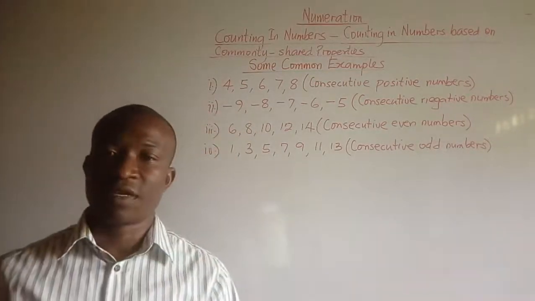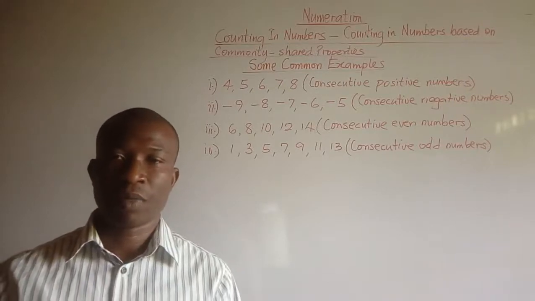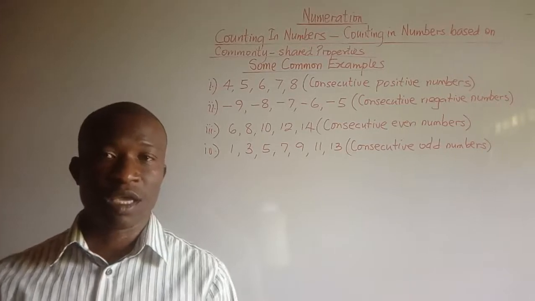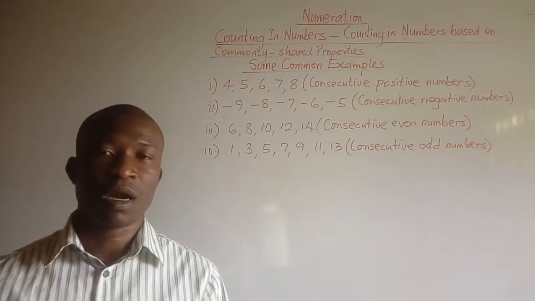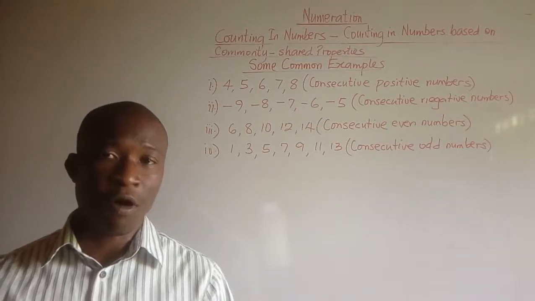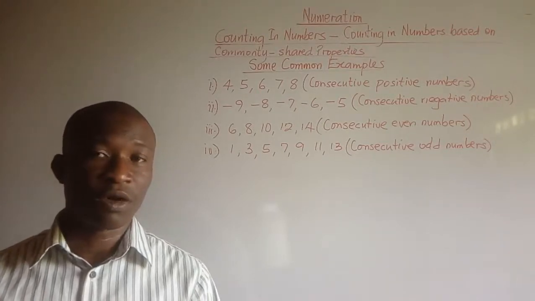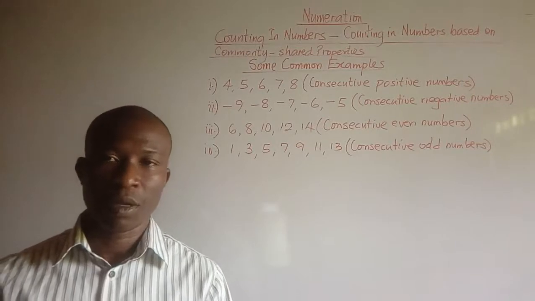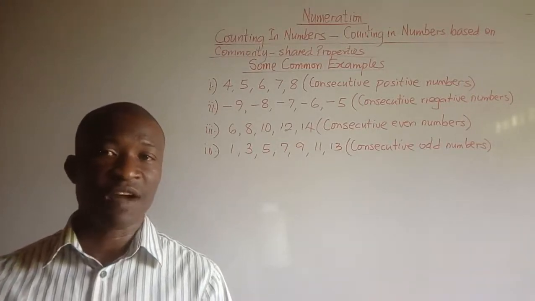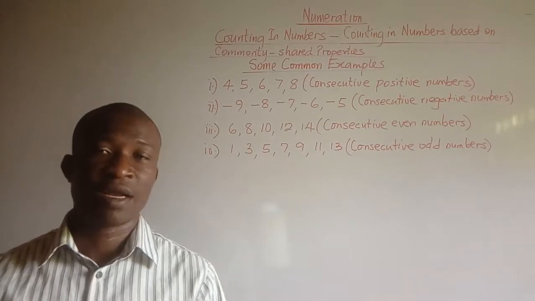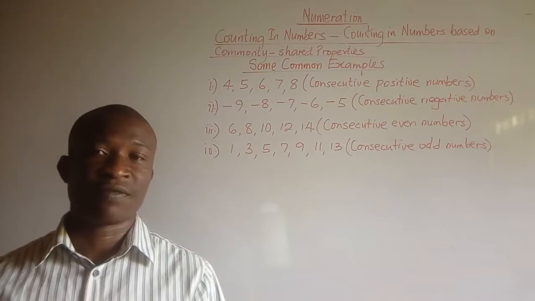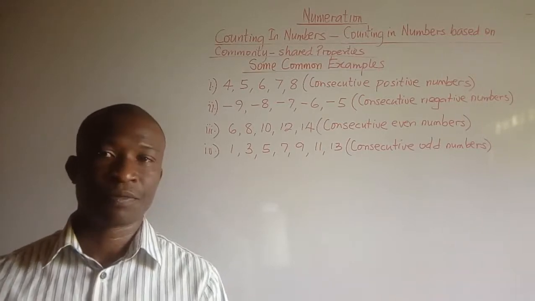What are even and odd numbers? Even numbers are 2, 4, 6, 8, and numbers that end in 2 or 4 or 6 or 8 or 0. And odd numbers are 1, 3, 5, 7, 9, and numbers that end in 1, 3, 5, 7, or 9.